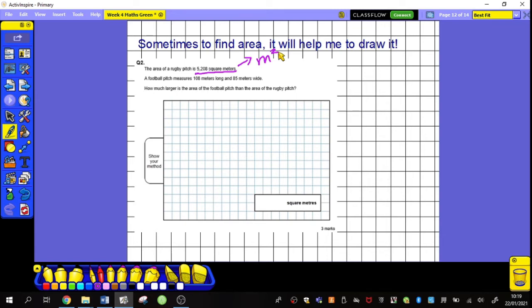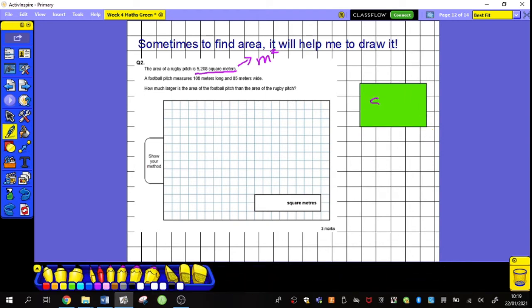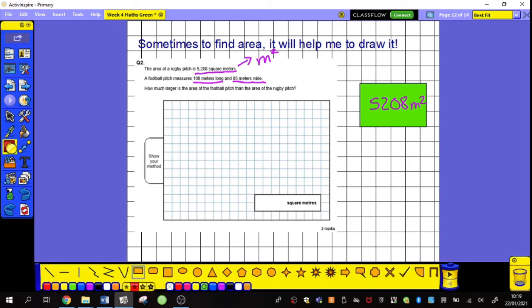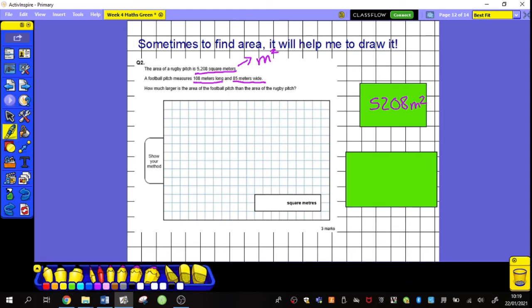The area of a rugby pitch is 5,208 square metres. So I am going to draw that. Let's draw a rugby pitch. It's going to be green because we're playing rugby. 5,208 metres squared. A football pitch measures 108 metres long and 85 metres wide. So let's now draw that. Let's draw a football pitch. There's my football pitch. 108 metres long and 85 metres wide.